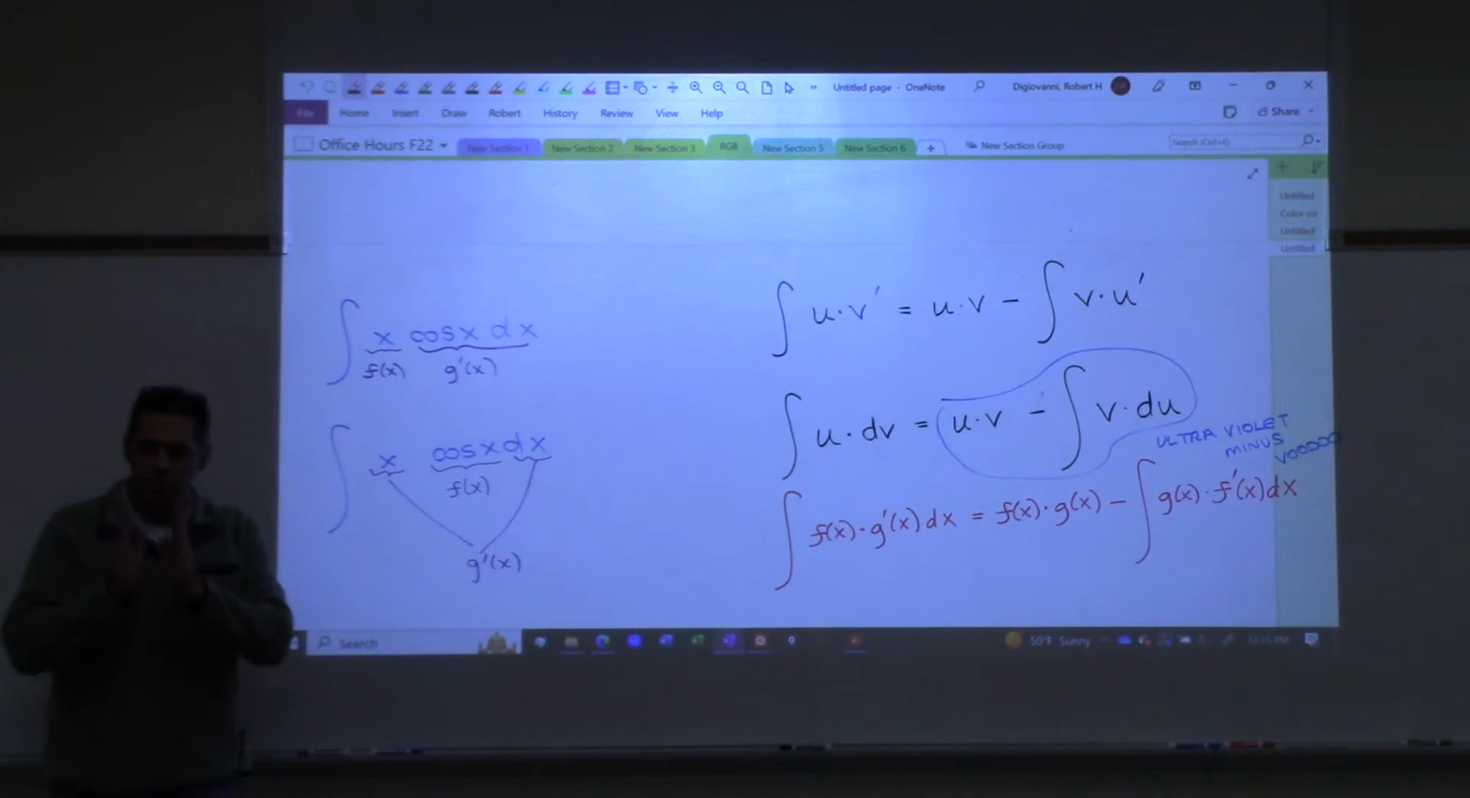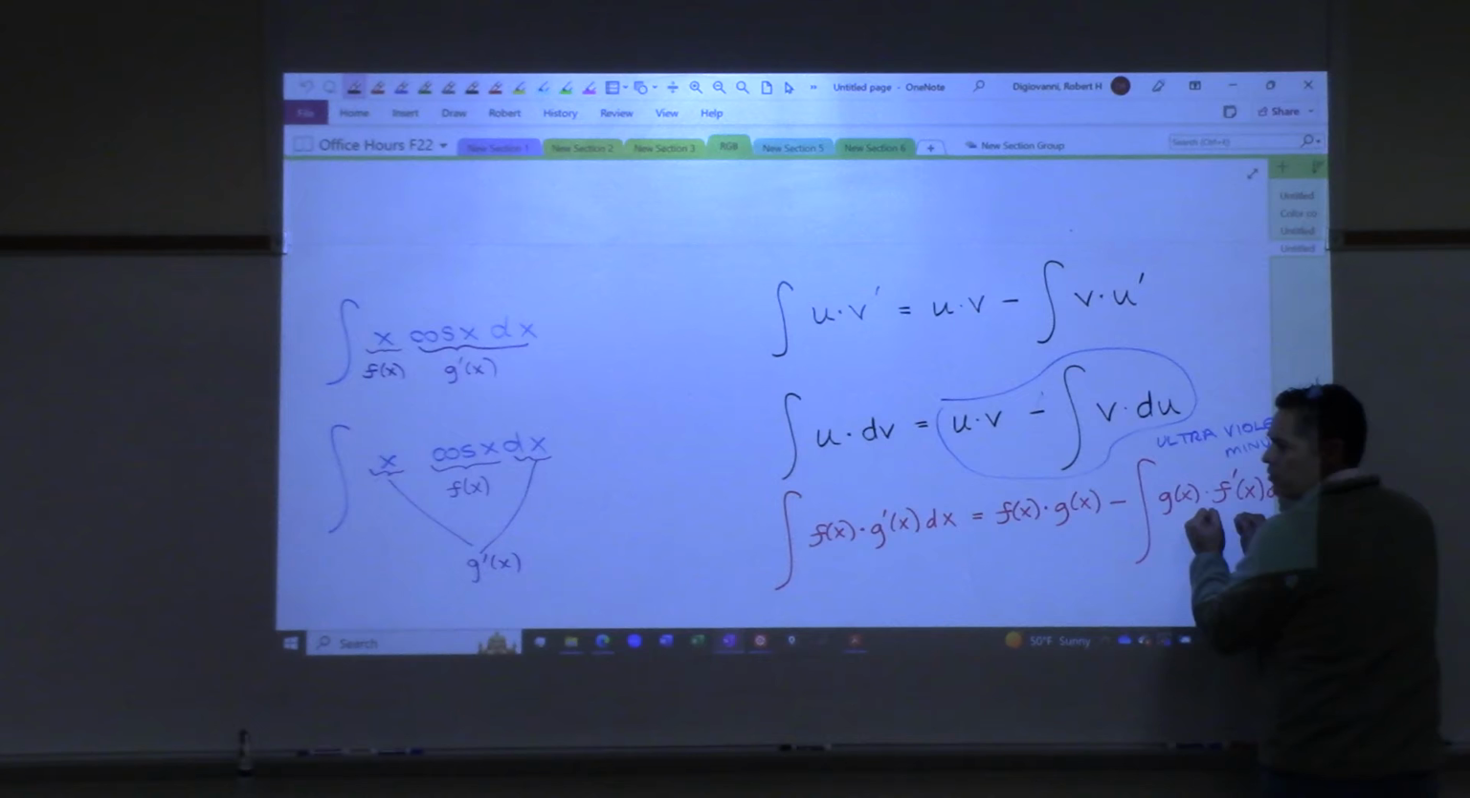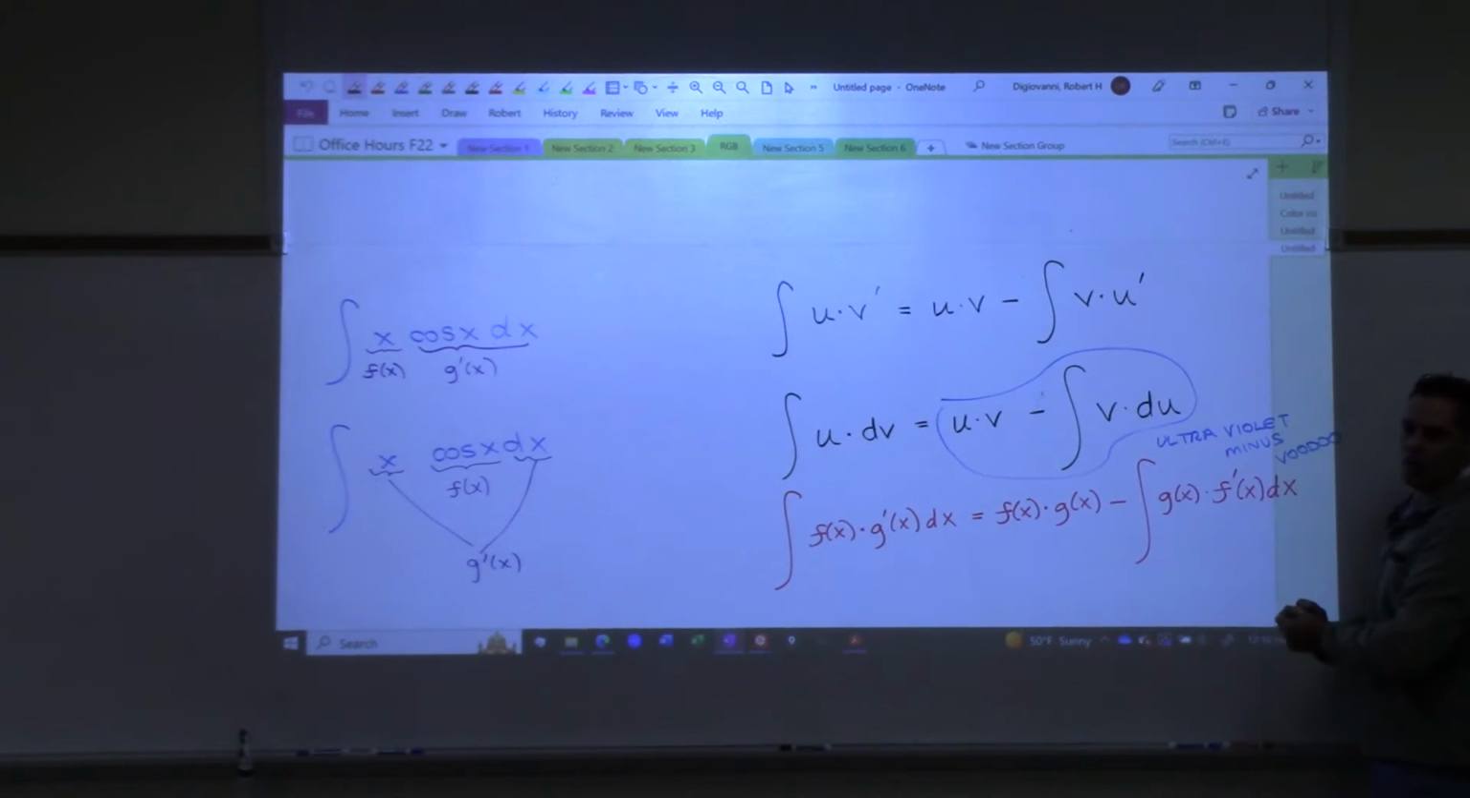Transferring the derivative, right? You always want to be thinking about this new integral. What is your new integral going to look like? That's what dictates which way you go. What's this going to look like, right?